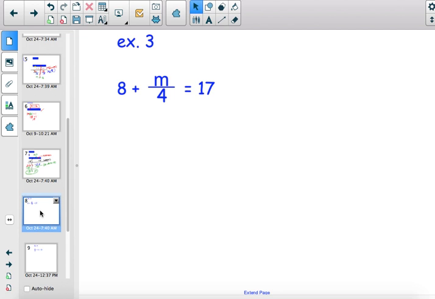We good on this one? Try this one on your own. If I really wanted to make this hard, I could have made it like 8 plus 2 m equals -4.